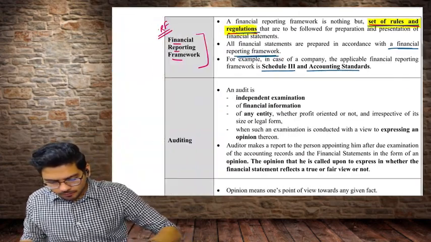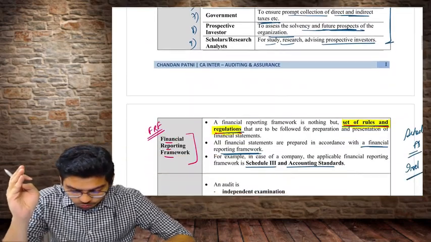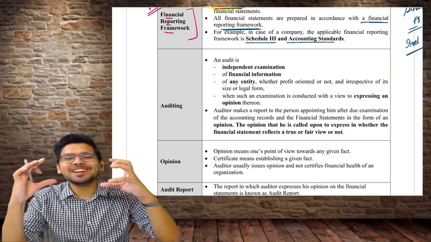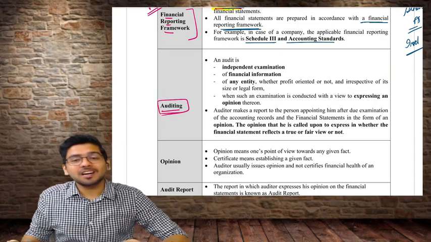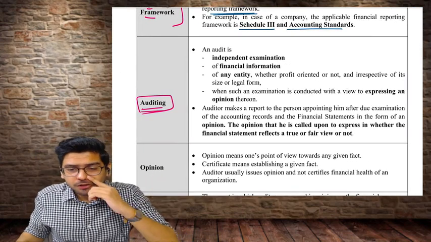Now, we have covered financial statements. We have just discussed users of financial statements. I have also covered what is a financial reporting framework. Now let us understand the word auditing, the name of this subject. I hope you are clear with the words auditing and assurance.